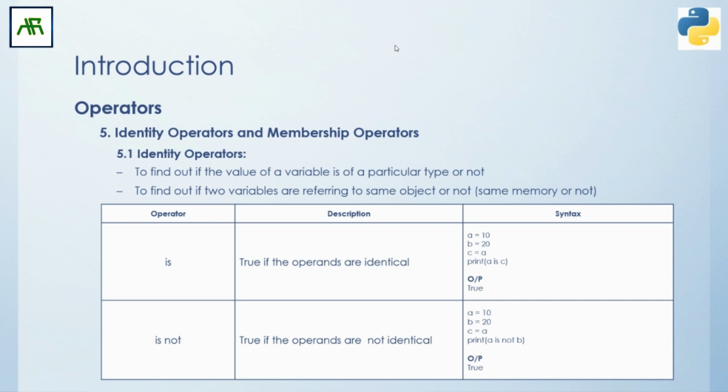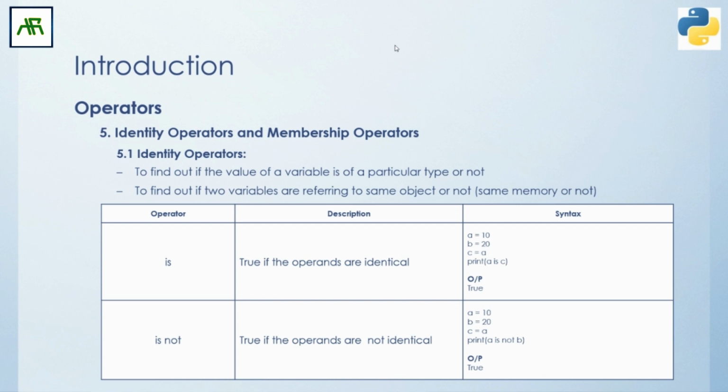For example, a is assigned the value 10, b is assigned the value 20, c equal to a. If I print a is c, the output will be true. Here it is checking if a is c, and we have assigned c to be a, meaning c also has the value of a, and I'm printing a is c, so the output will be true.